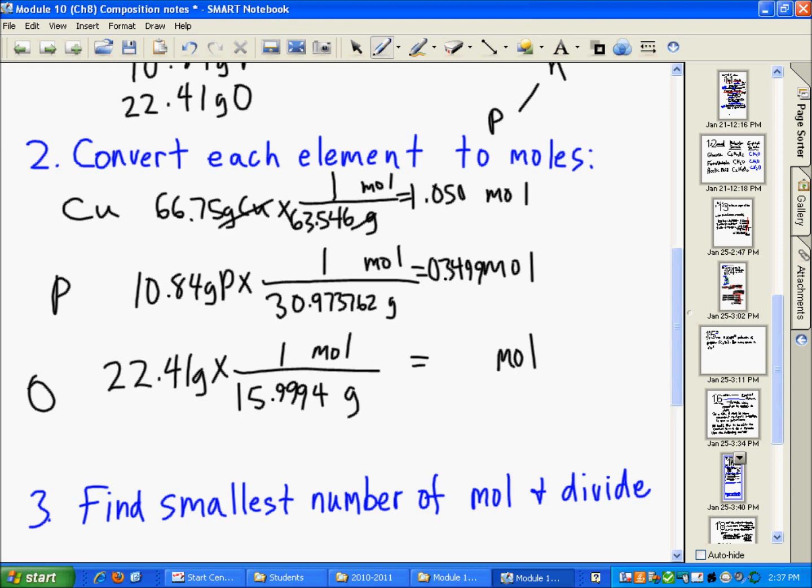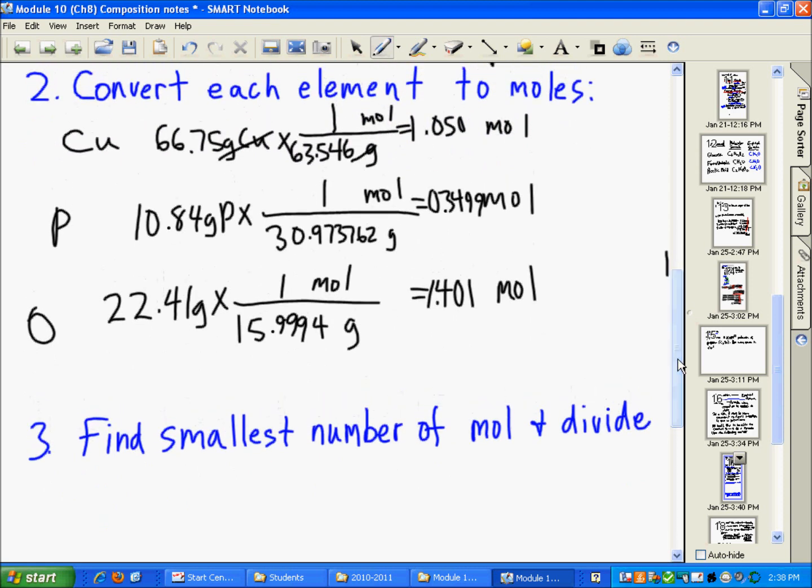And for the last one, 22.41 divided by 15.9994 is 1.4006, so that'd be 1.401 mole. That's all we need.